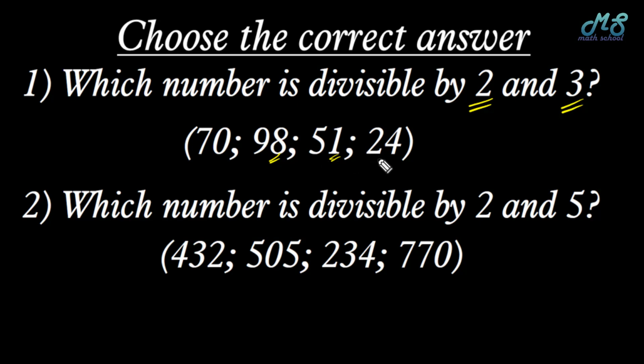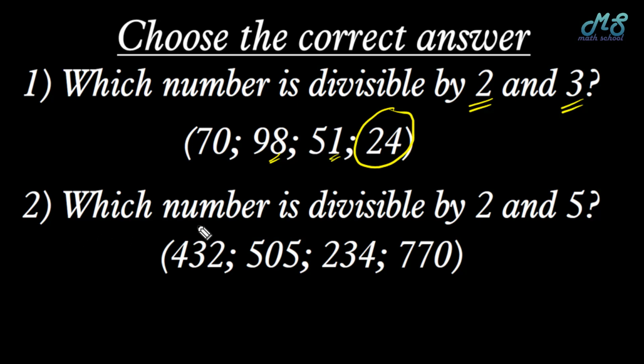24 is an even number, so 24 is divisible by 2. 24 is divisible by 3, equals what? Equals 8. It's easy. Now, which number is divisible by 2 and 3 at the same time? It will be 24.